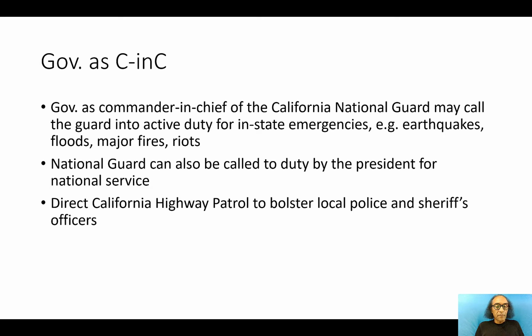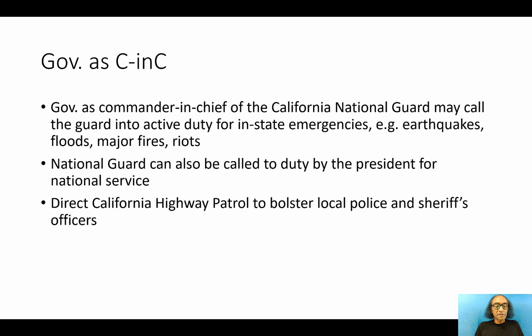I mentioned the governor as commander-in-chief. As I said, the commander-in-chief only to the extent that the governor oversees the deployment of the California National Guard, which are oftentimes called into active duty when there are in-state emergencies, such as earthquakes or floods or major fires or riots or things of that sort.